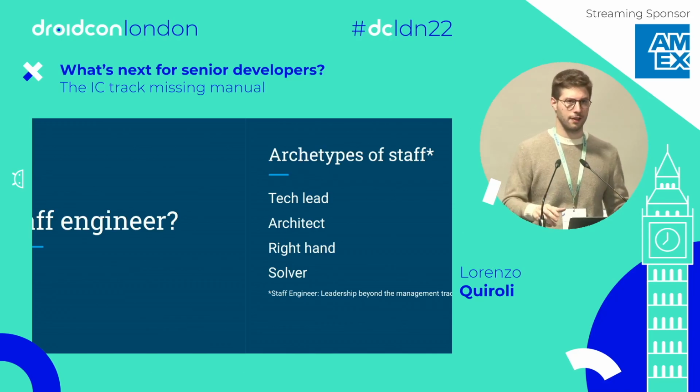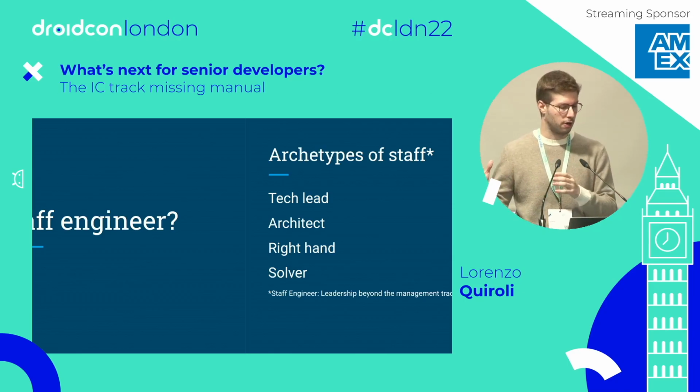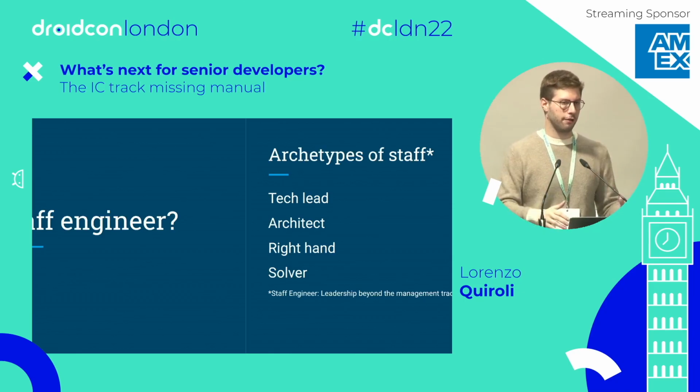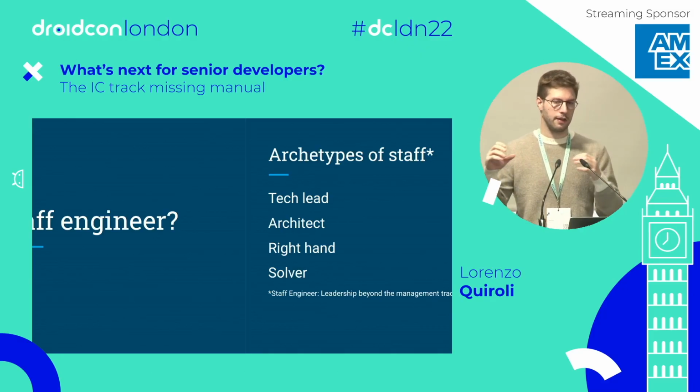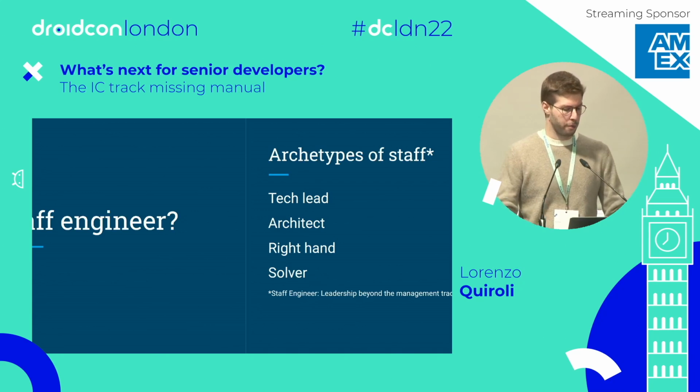The first one is the tech lead. The tech lead sometimes exists even in the M track. And the tech lead is somebody who's primarily responsible for the team, for the health of the code base, and is an enabler of the discipline's success. So making sure that the Android team is productive, making sure the tech stack is fine, and so on.